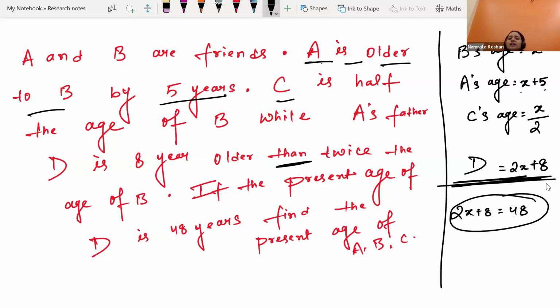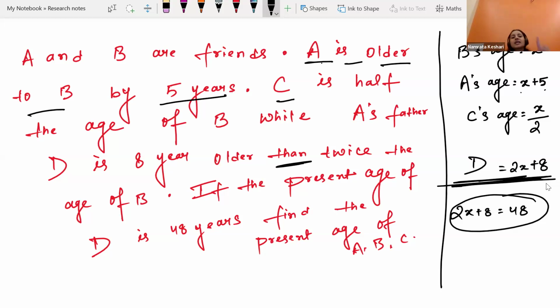Okay, so whenever this type of statement is there, not only now, in future also, that there are 3-4 persons and the first person is dependent on one of them, the second is also dependent on the same, the third is also dependent on the same, maybe half of the age or 2 years more or 2 times the age of the person and then 6 years more. There will be one person and everybody will be dependent on the same person. So that means you have to take that person's age assumption at first.